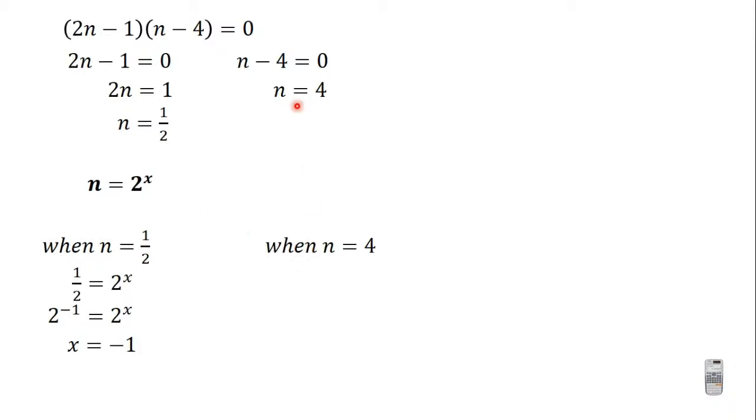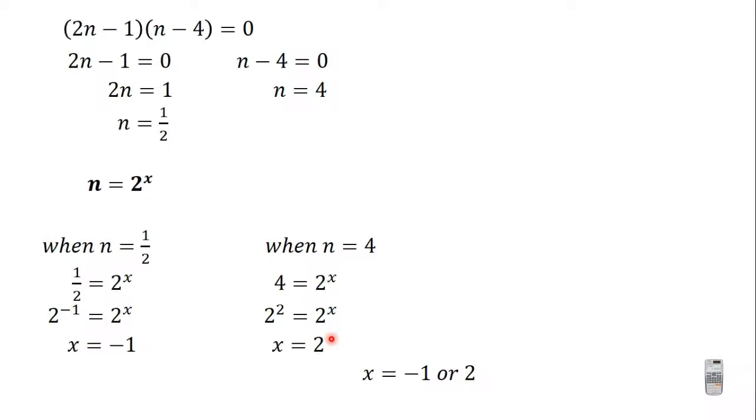Let's consider when n is equal to 4, because that is another instance. So when n is equal to 4, you have 4 is equal to 2 exponent x. Remember, in index form, 4 can be written as 2 exponent 2. So 2 exponent 2 is equal to 2 exponent x. The base on the left hand side is 2. The base on the right hand side is also 2. So we can equate the exponents. So we have x is equal to 2, or 2 is equal to x. So we have been able to find x. We found x to be equal to minus 1 or 2.